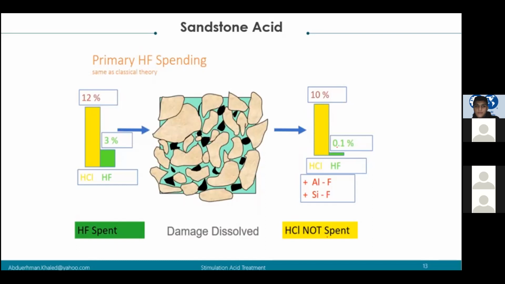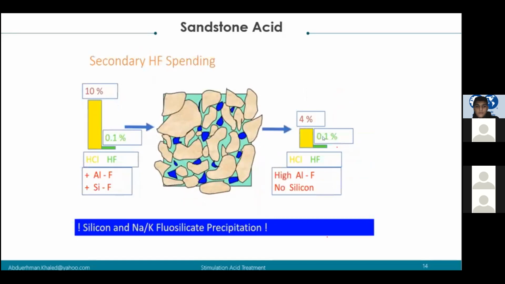Okay, so as you may notice, not all HCl is reacted, because there is 10% left. At first people thought nothing else was going to happen, that this was the final reaction. But then they found out that there is a second stage of HCl spending, and in this stage a high percentage of hydrochloric acid was left, and you end up with 4% of HCl and 0.1% of HF, with a large amount of ammonia fluorides.